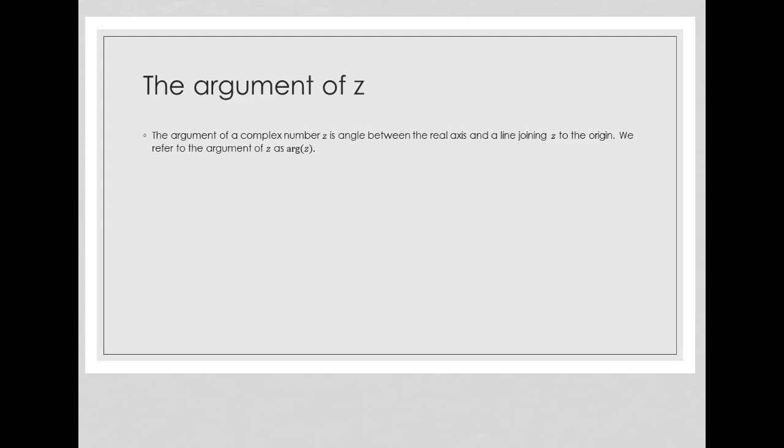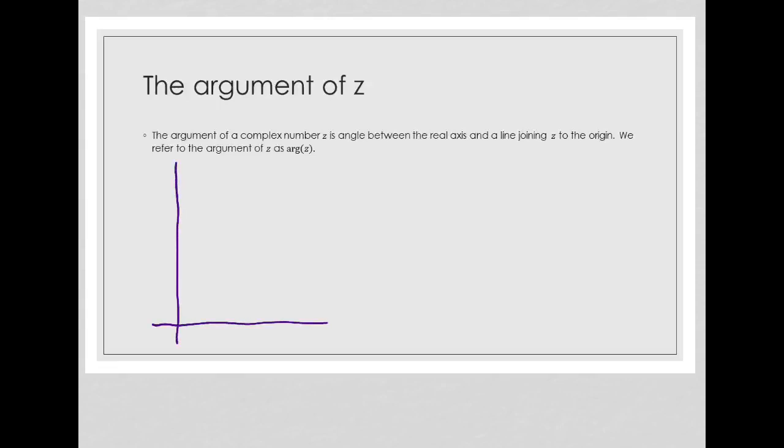The argument of z. The argument of a complex number z is the angle between the real axis and a line joining z to the origin. We refer to the argument of z as arg z. Right, so let's have a look at what it looks like.